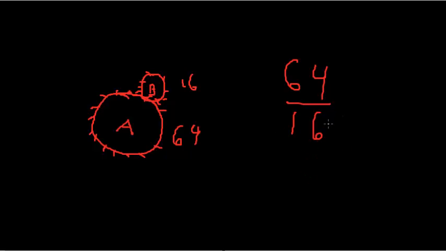We then want to reduce this fraction. 64 over 16, we have a common factor of 16 here. 16 goes into 64 4 times, and 16 goes into 16 once. So 64 over 16 reduces to 4 over 1. And this then is our gear ratio, 4 to 1. That means for every 4 teeth on the driving gear, there's 1 tooth on the driven gear.